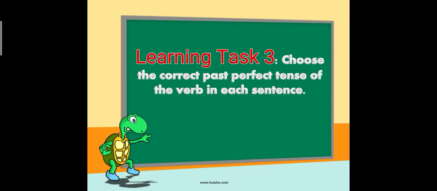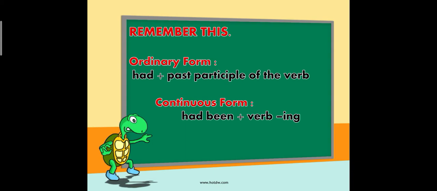Now, did you understand the past perfect tense and the simple past tense? Let's have this learning task number 3. Choose the correct past perfect tense of the verb in each sentence. But remember this: in ordinary form, the past perfect tense is always accompanied by the word had plus the past participle of the verb, while in continuous form, it is had been plus the verb and ing. Now, are you ready?